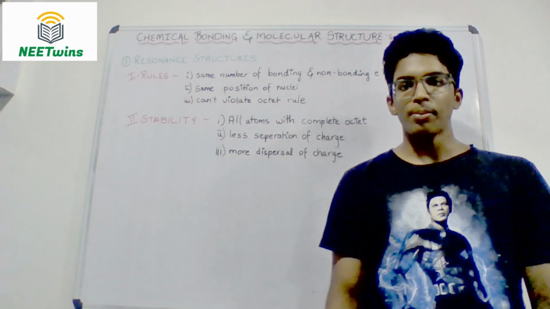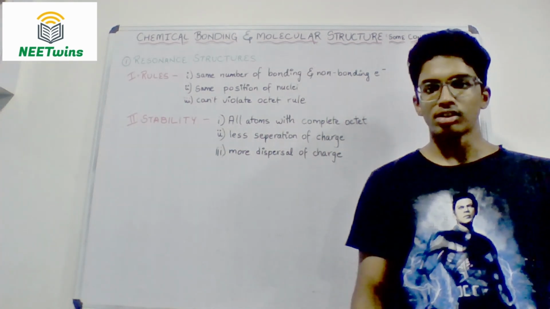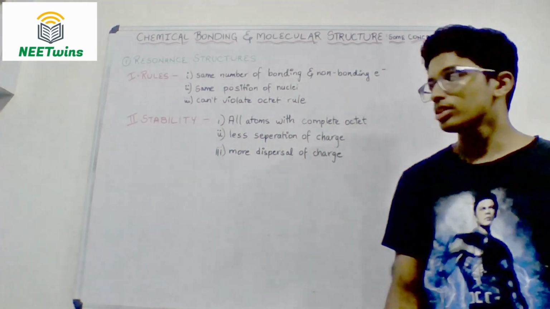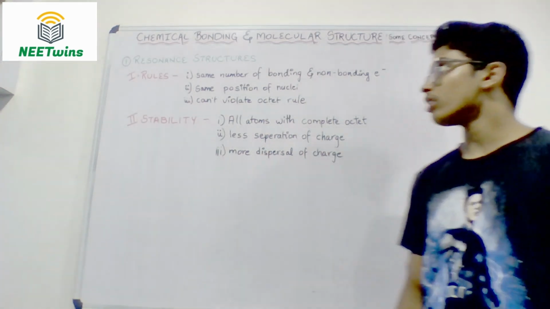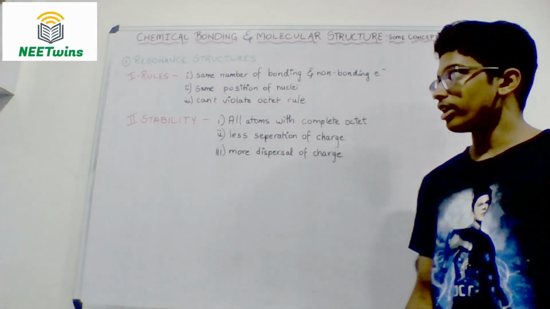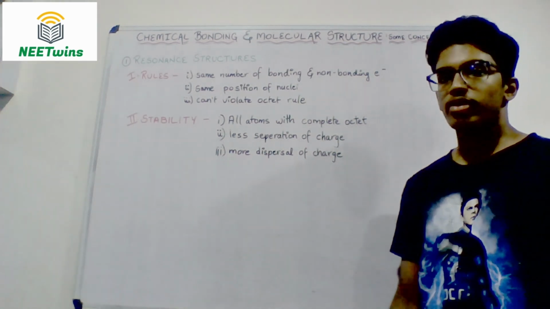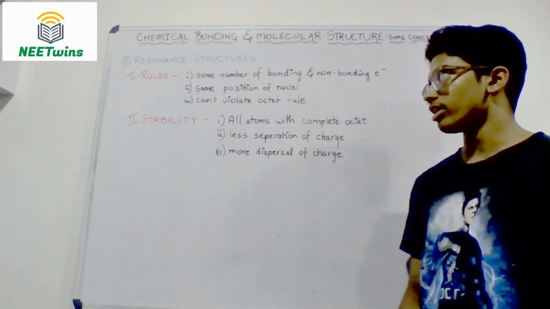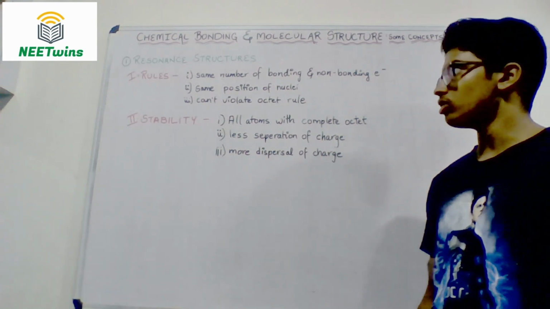Today we are going to discuss the chapter chemical bonding and molecular structure, some concepts of which are very tricky. So first let's go to resonance structures, the rules that apply to create resonance structures and the stability among various resonance structures are the topics that we're going to discuss. So first let's discuss the rules.